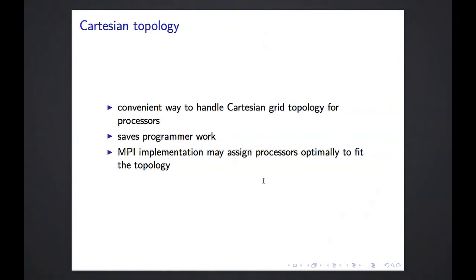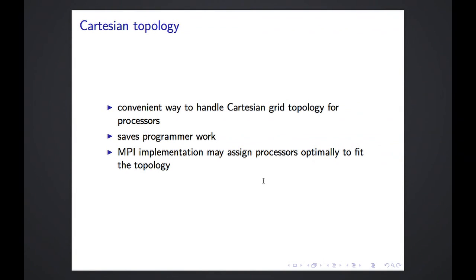But there's a deeper reason why the Cartesian topology might be very useful to you, and this is that your MPI implementation may assign processors to fit the topology optimally. So let's say your processes are on a 10 by 10 by 10 grid, so you have 1,000 processors. Well, there is probably a way to distribute those processes among your HPC cluster in an optimal way.